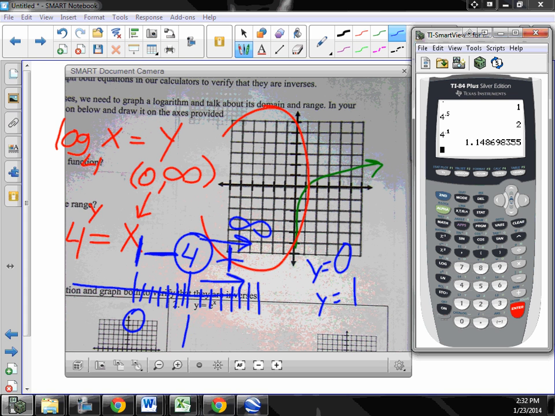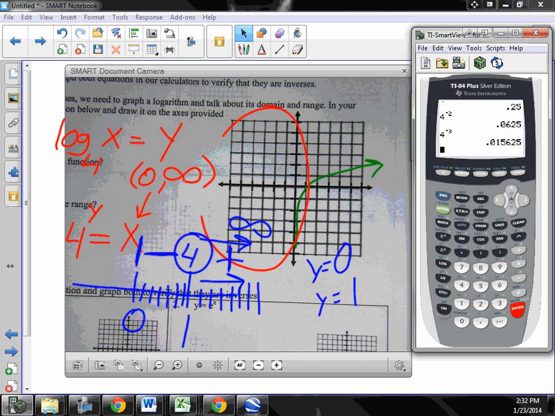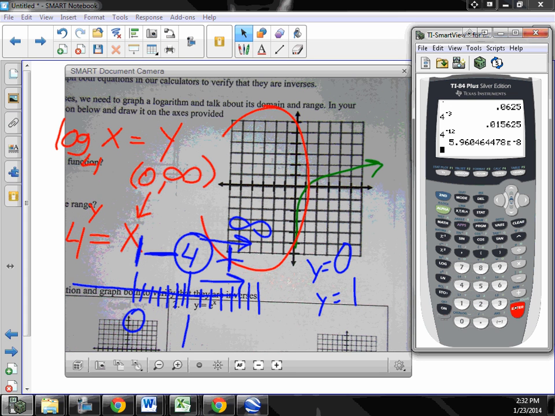Let's test negative numbers. 4 raised to the negative 1 is 0.25. 4 raised to the negative 2. Anybody know that decimal offhand? Close. It's a 16th. It's 1 over 4 squared. So 4 to the negative 3, that's going to be 1 over 64. Well, what if I do something really big? 4 to the negative, I don't know, 12. What is that number?